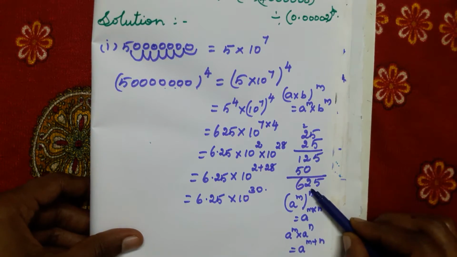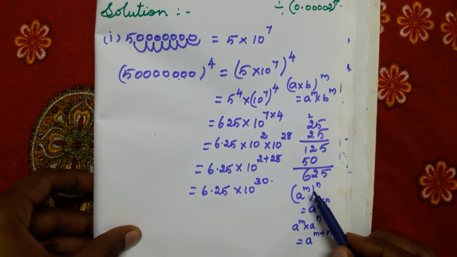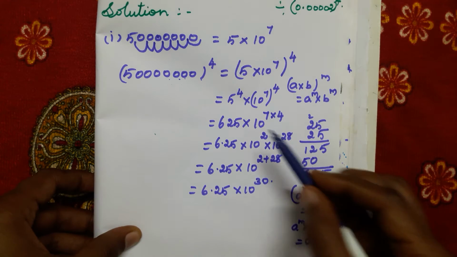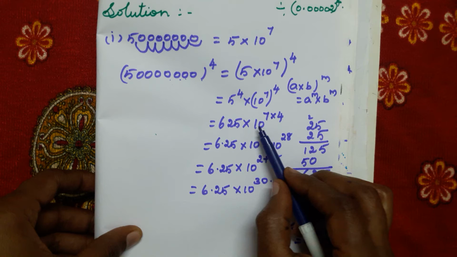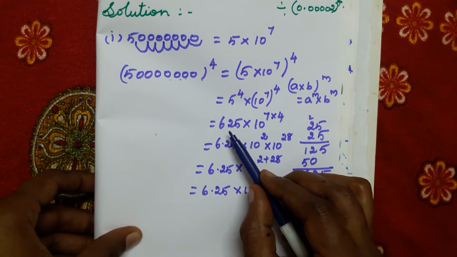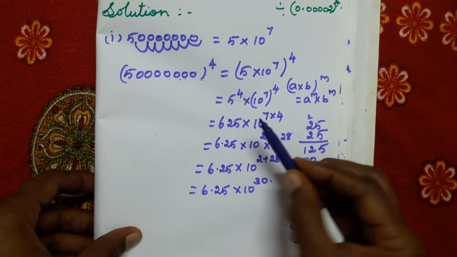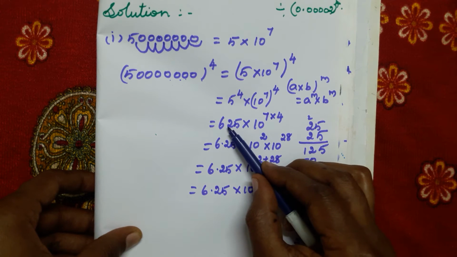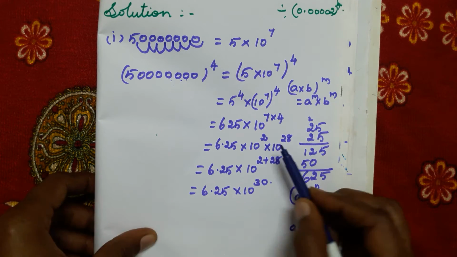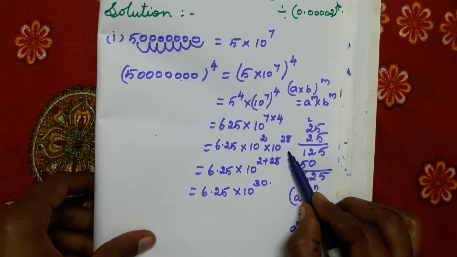25 into 25 is 625. Again, we can write (a^m)^n = a^(mn). So we can write 625 into 10 power 7 into 4, and now it is not in scientific notation. So we can write this as 6.25 into 10 power 2, into 10 power 7 into 4, which is 10 power 28.